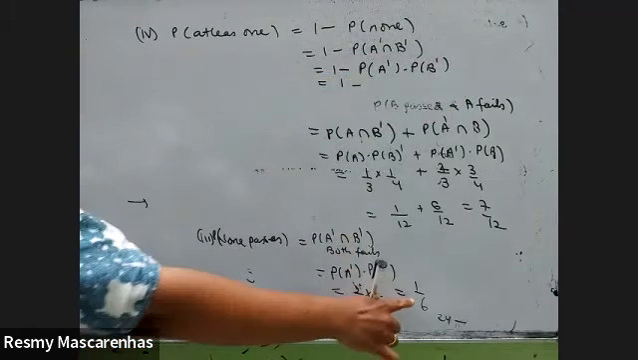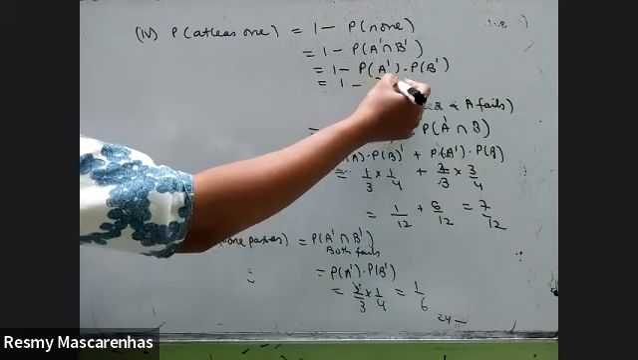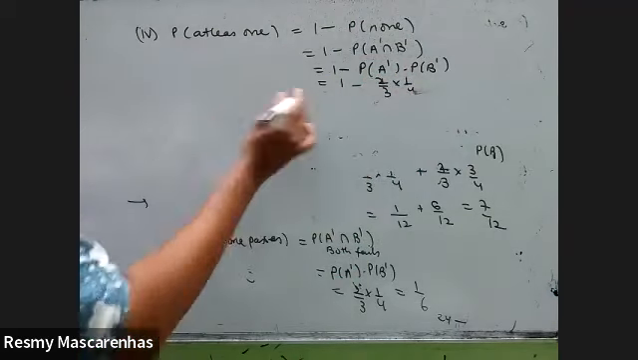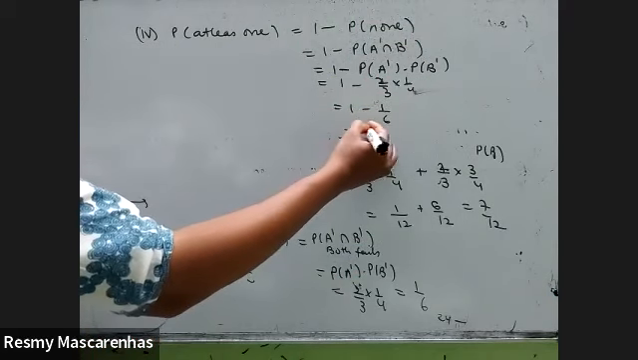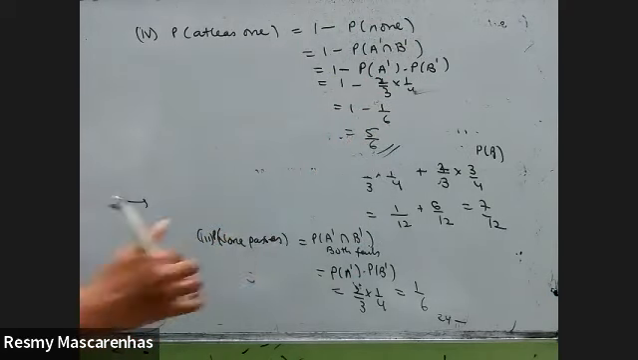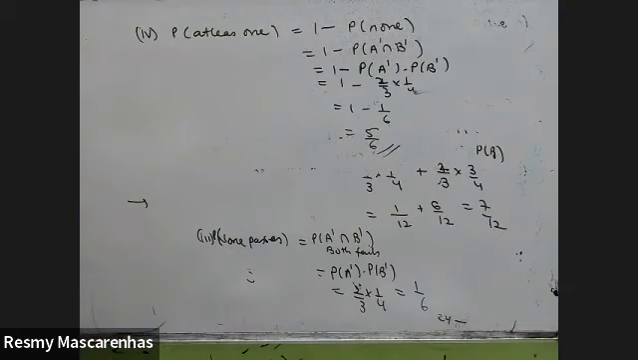Just now I got here. What is the answer? 2 by 3 into 1 by 4. This is 1 minus 1 by 6, which is 5 by 6. At least one: whenever the question is asked, you can say A or B passes, or at least one, it means the same. That is union. The formula is 1 minus none. None means nobody passes. Neither A passes nor B. A and B does not pass. Then apply the formula for independent events, substitute and calculate.